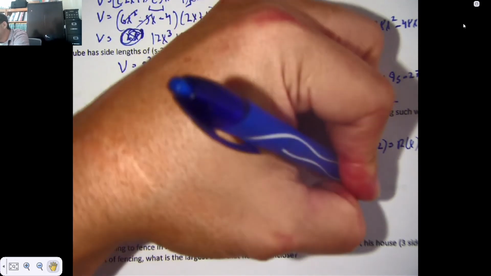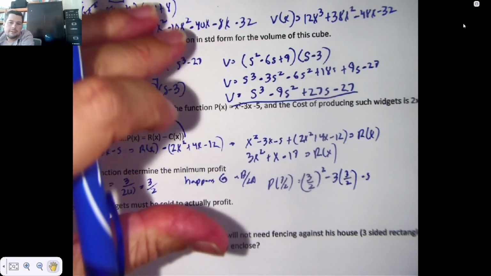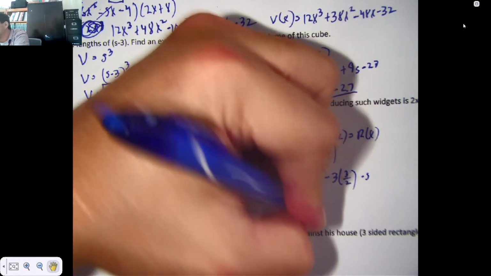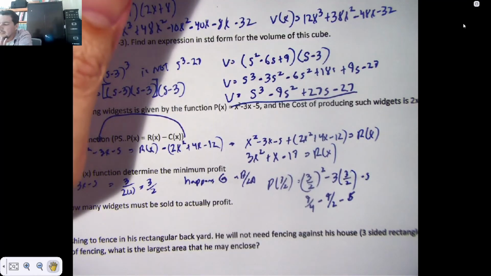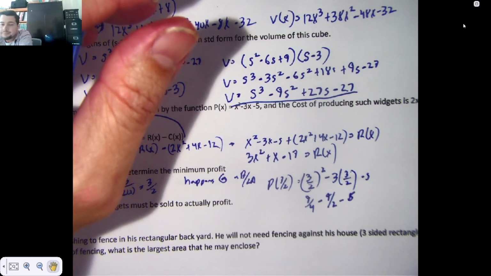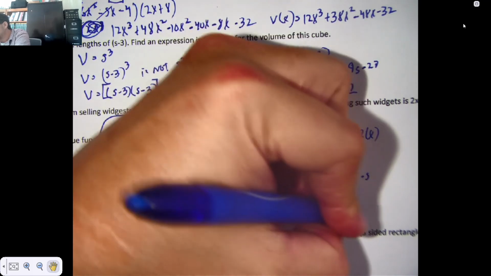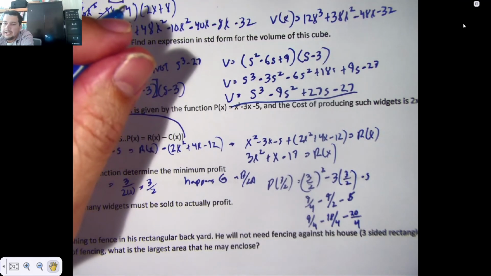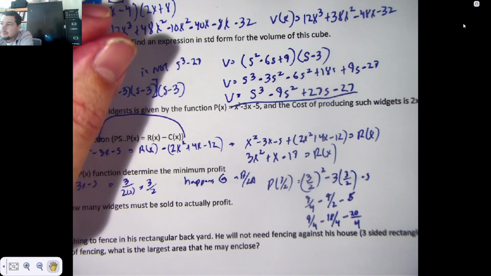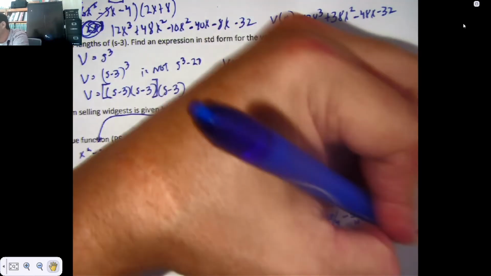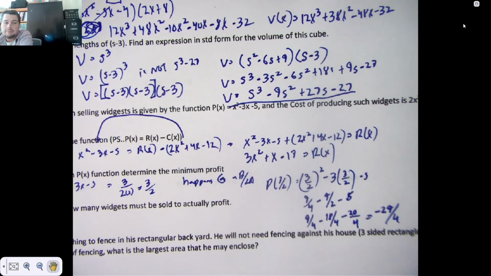3/2 squared minus 3 times 3/2 minus 5. 3/2 squared is 9/4. I know you know that. Take away 9/2 minus 5. We'll have to put all these numbers together, obviously. That would become 18/4, and that would become 20/4. So we got 9/4 minus 18/4 minus 20/4, which is 9 minus 38, which is negative 29/4. I have no idea what the units are, but that's the minimum profit.